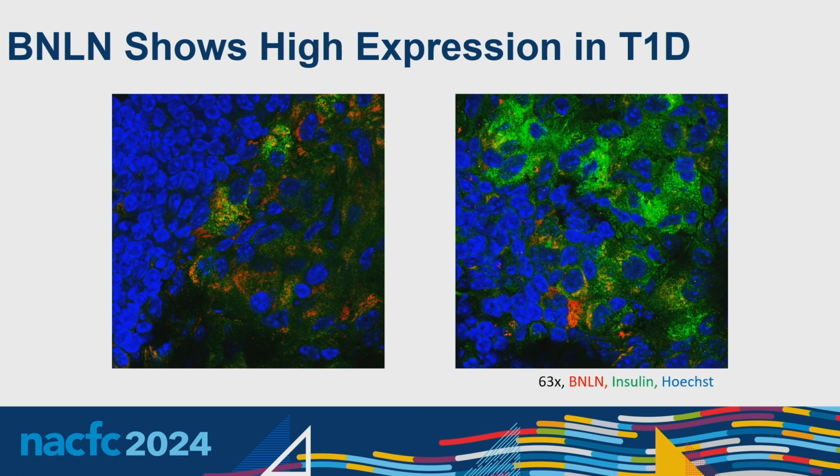Obviously, we did some obesity, high-fat diet work, and due in part to availability and to remain in the diabetes world, we looked first at type 1 diabetes. We had the NOD mouse model on hand. We sectioned some pancreas and stained with BNLN, which is shown here in red, and insulin in green to identify the beta cells.